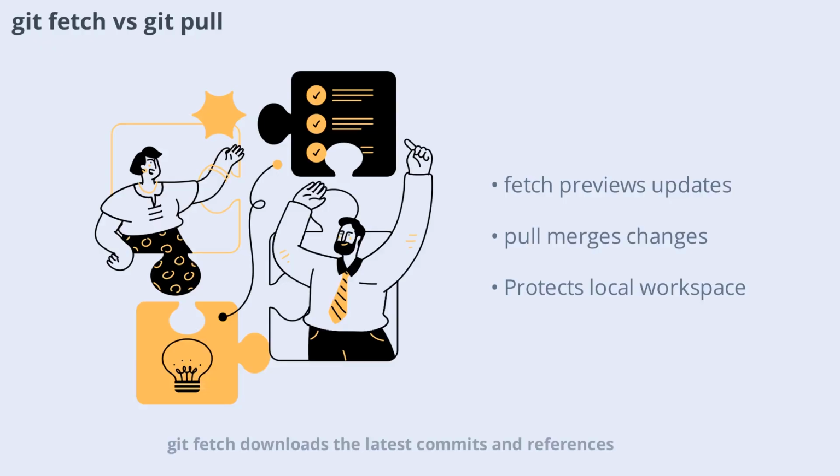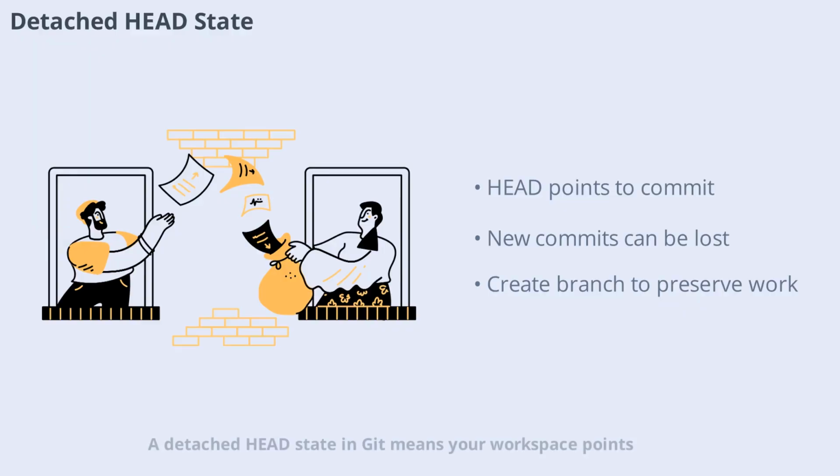Git fetch downloads the latest commits and references from a remote repository without modifying your working directory. Git pull runs fetch and immediately merges updates into your current branch. In AI development, use fetch to preview updates without overwriting local changes, and pull when you're ready to integrate remote changes into your workspace.